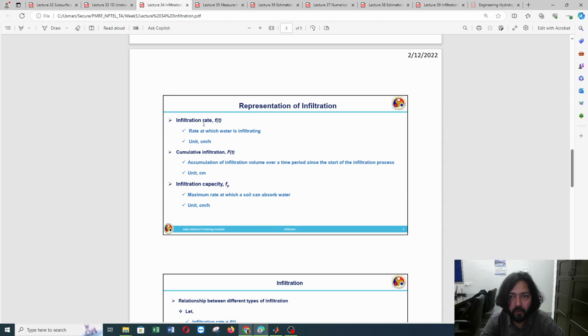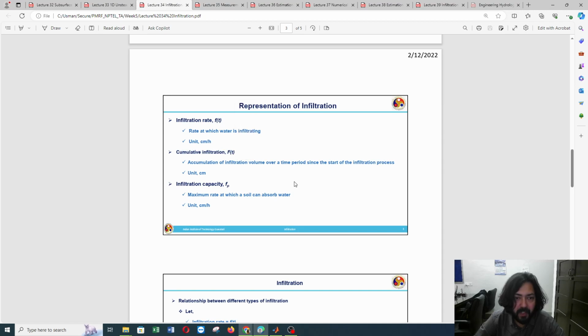It means the amount of water or depth of water which is penetrating inside the ground surface over a period of time. If you look at the unit, the unit is centimeter per hour. So infiltration rate gives us how much water is penetrated over an hour. What does cumulative infiltration mean?